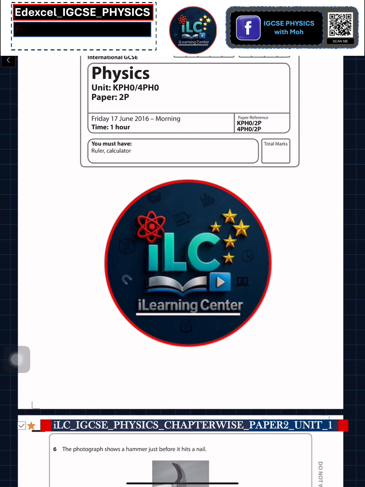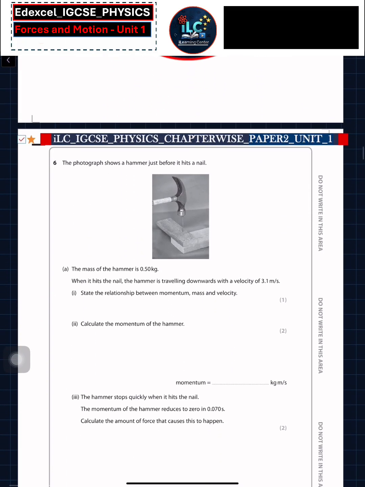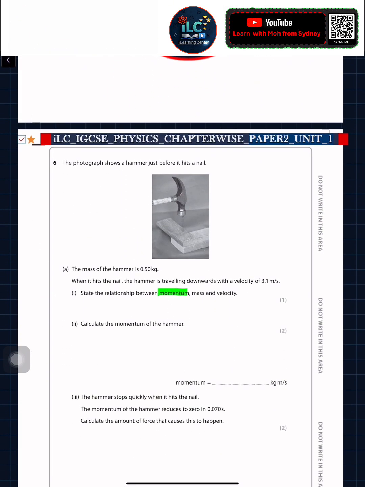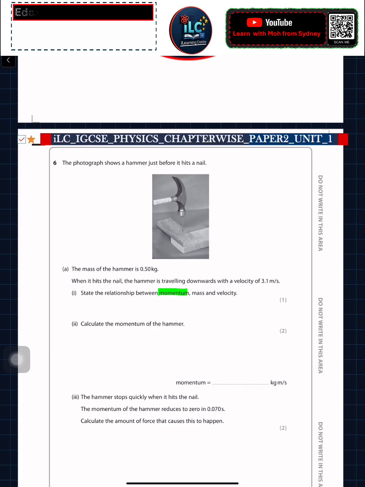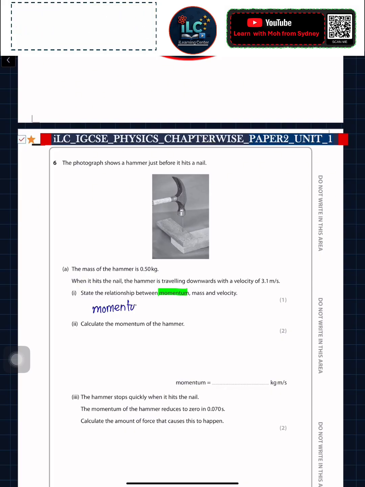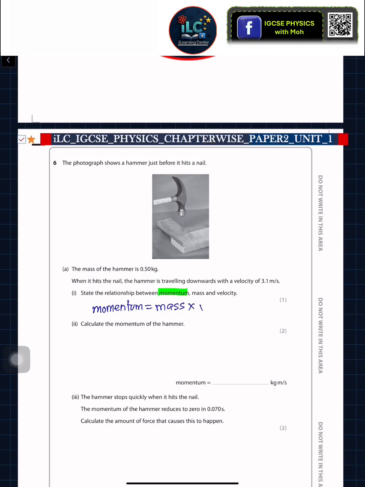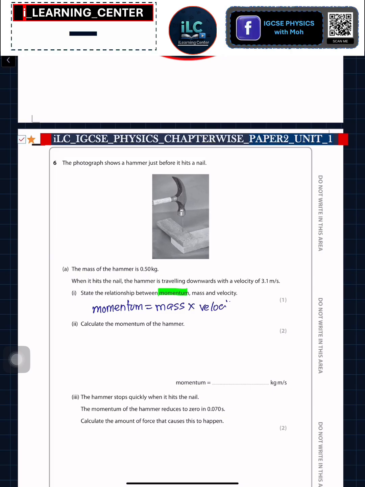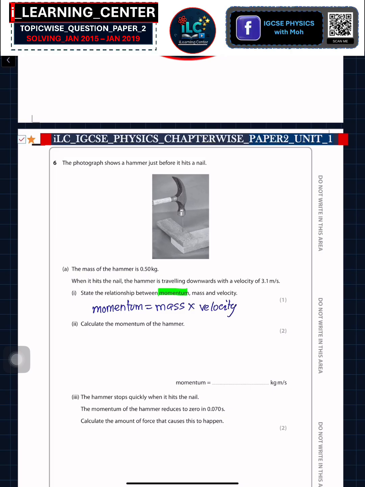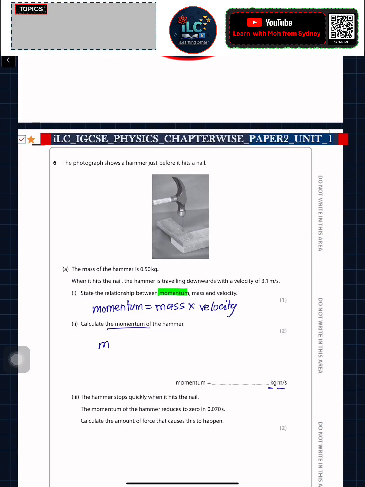This is another question that we have from the same year, June 2016, and this question is about momentum. So they're again asking you about momentum. Remember, the formula is momentum is equal to mass times velocity, and then it asks you to calculate the momentum. Again, the unit is there. Make sure you have the same unit.